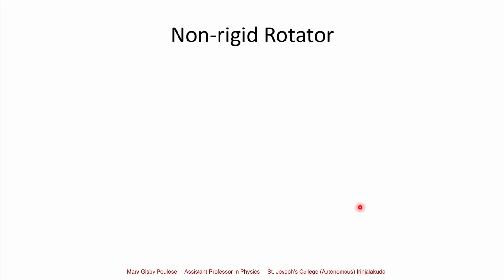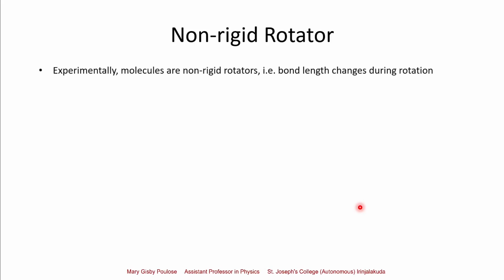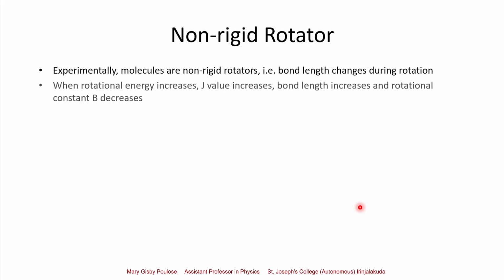Now, we have learned about rigid rotators till now, but in practice, in reality, all molecules are non-rigid rotators. That is, when the molecule rotates, its bond length changes. When higher energy is given to the molecules, its rotational energy increases. That is, it is raised to higher energy levels of higher J values. As its rotation increases, its bond length will increase. And if bond length R increases, the rotational constant B will decrease, since it is inversely proportional.